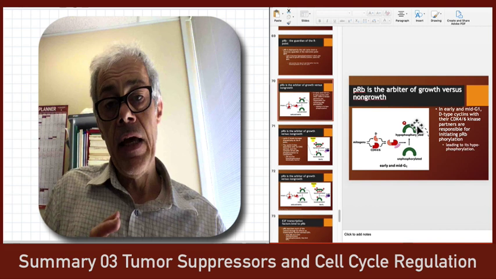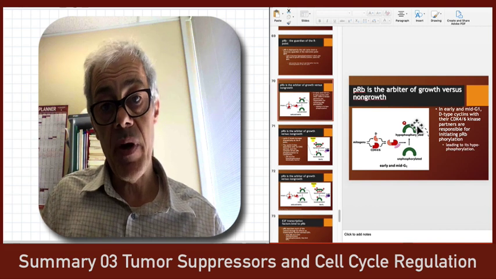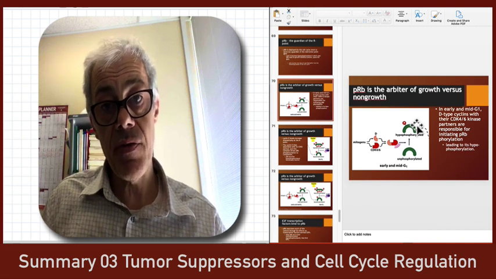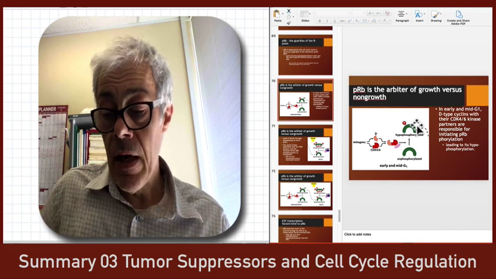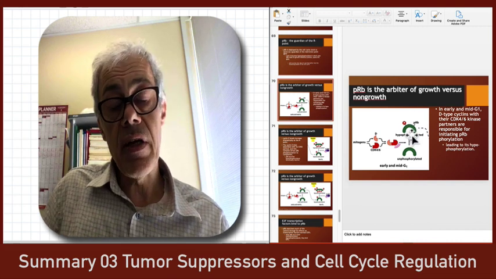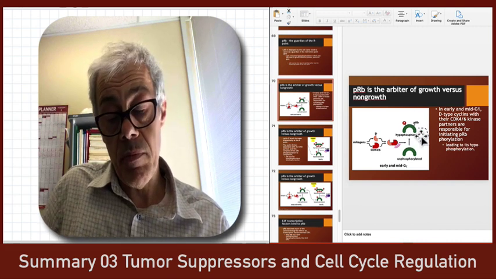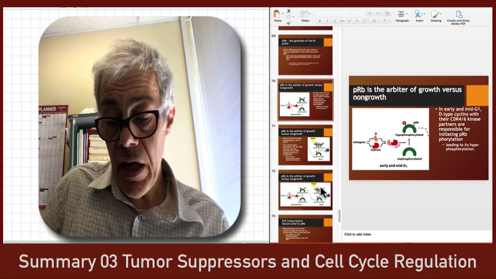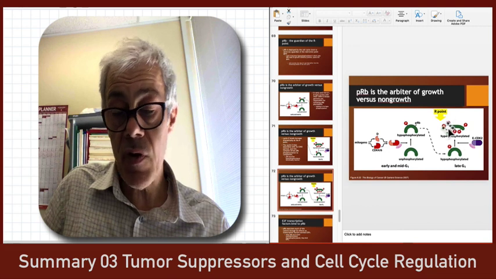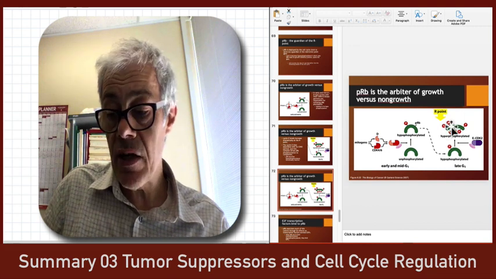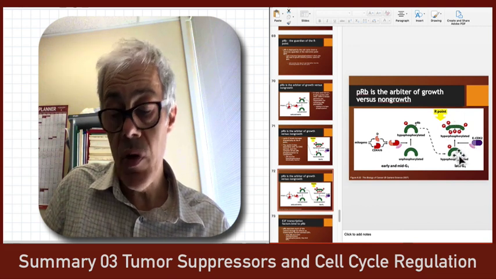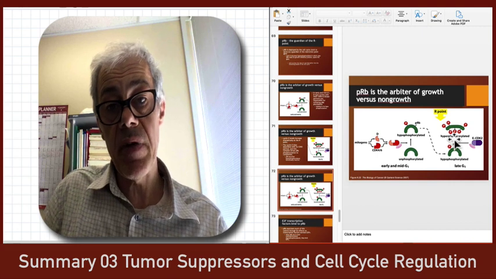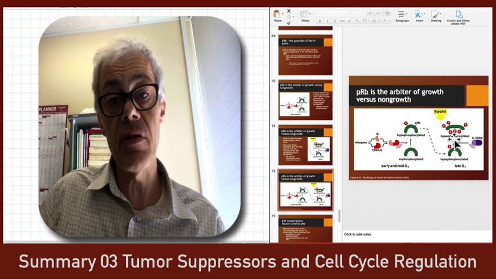Okay, and that stops E2F from activating genes through gene expression. At some point during cell growth, retinoblastoma becomes highly phosphorylated. When it's phosphorylated, it can no longer bind to the E2F transcription factor, and therefore it allows the expression of genes.